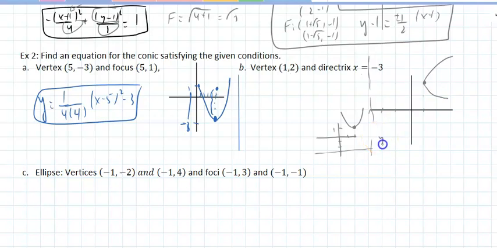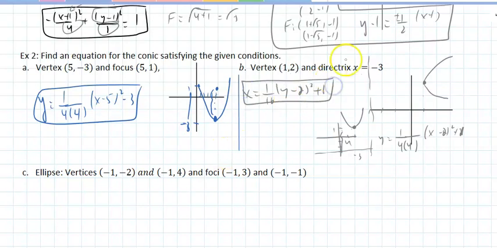It is y equals 1 over 4p, into x minus 1 squared plus 2, plus 2 squared plus 1. Switch them, right? And if I go from -3 to 1 again, that's 4 units. So switch x with y: x equals 1 over 16 into y minus 2 squared plus 1. Just switch x with y, there it is. That's the equation.